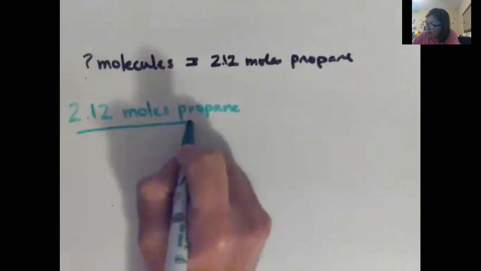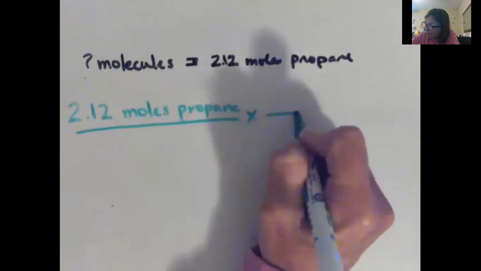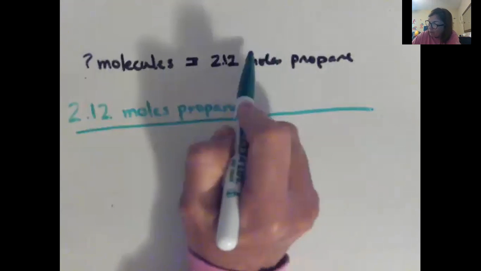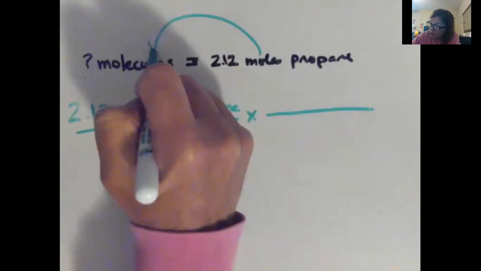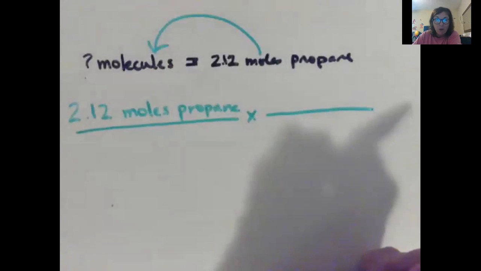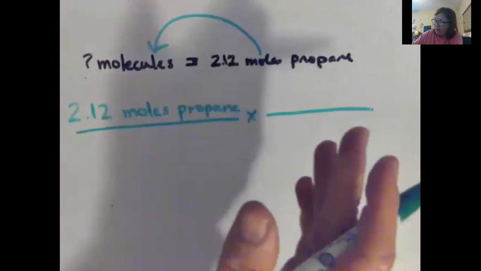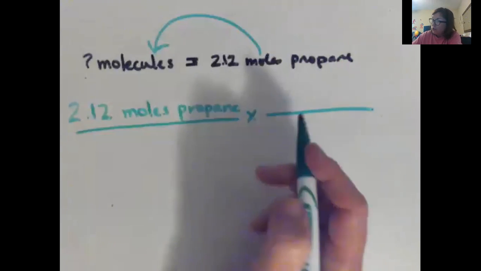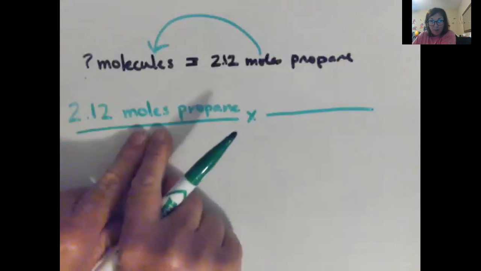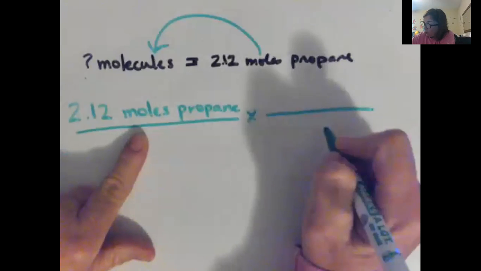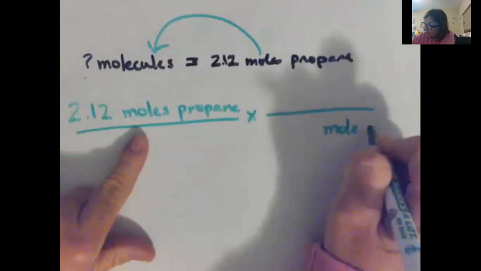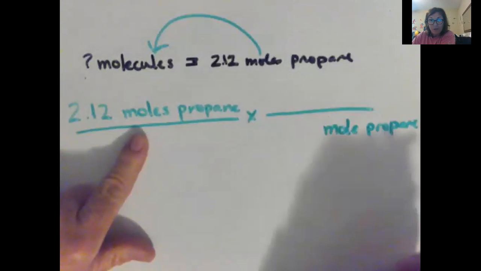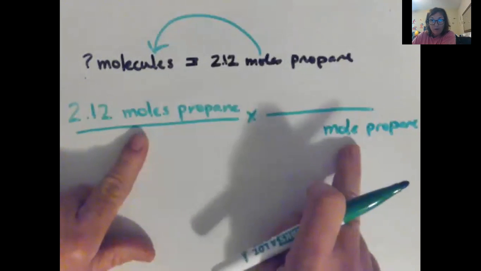Okay? So then I'm going to multiply by something to go from moles to molecules. That's what I want. I want to convert my units from moles to molecules. So if moles is on top, in order to convert it, moles has to go on the bottom. Moles on top, moles have to go on the bottom.